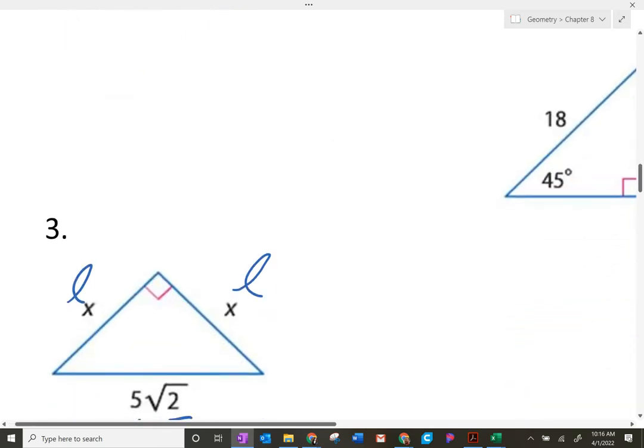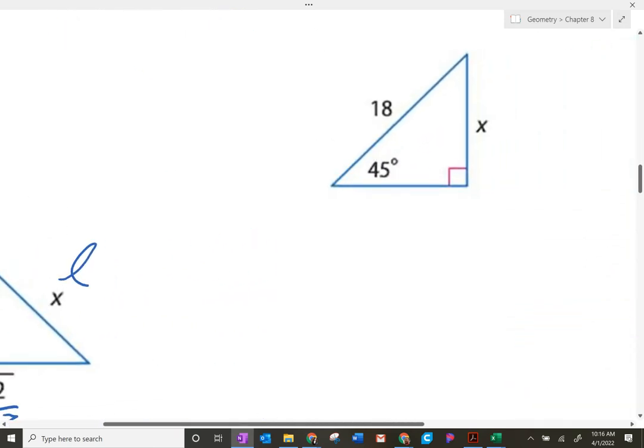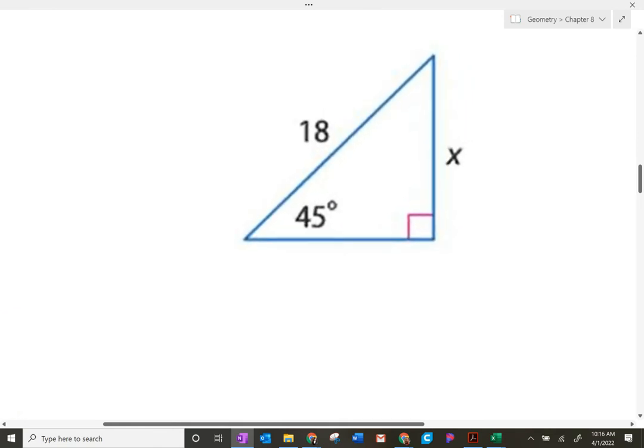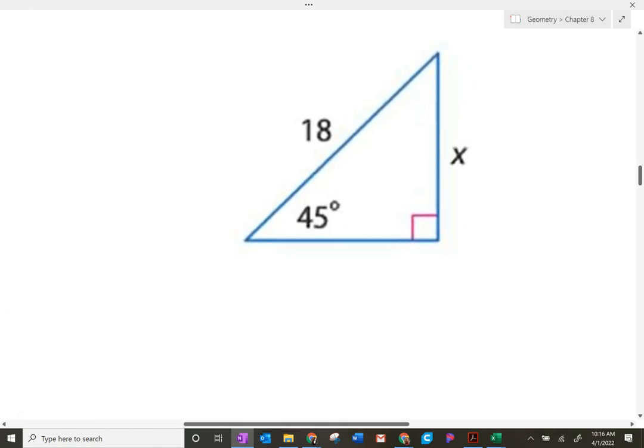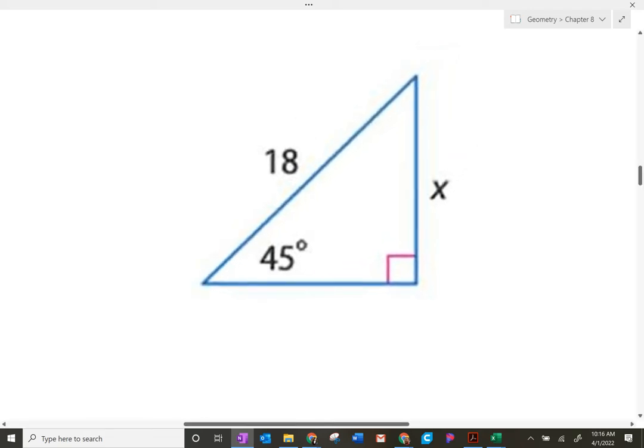Okay? This one, I'm going to do this one with you. Because again, I don't have a radical 2 that's with it right away. So I want to show you that part. Okay. So, again, this one's going to be the X down there. I don't know it. This one's still going to be 45. I'm not too concerned with that.